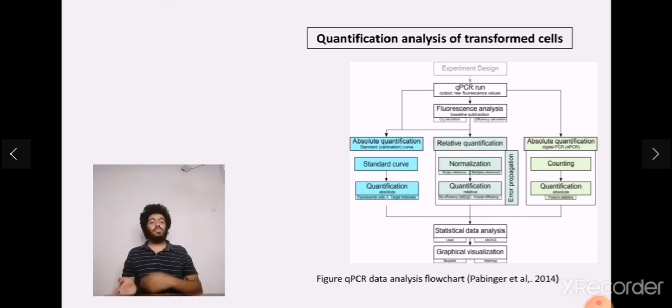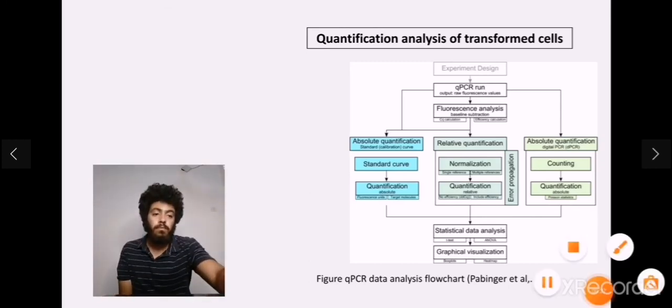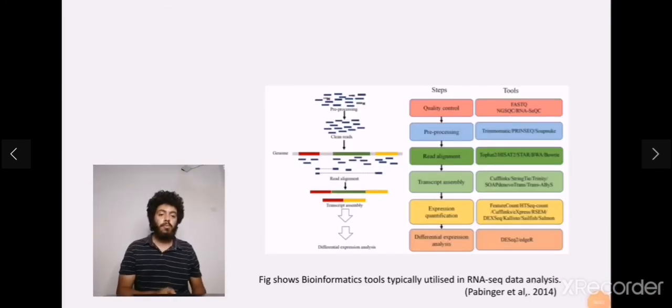The results of these techniques are analyzed using algorithms to differentiate between mRNAs before and after transformation. The figure shows the real-time PCR analysis workflow or benchmark. This figure shows bioinformatic tools typically used for RNA sequencing data analysis.